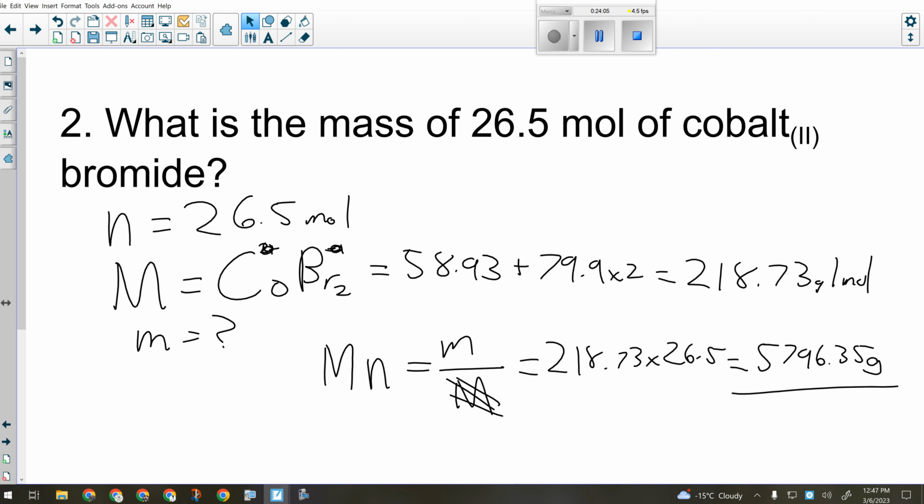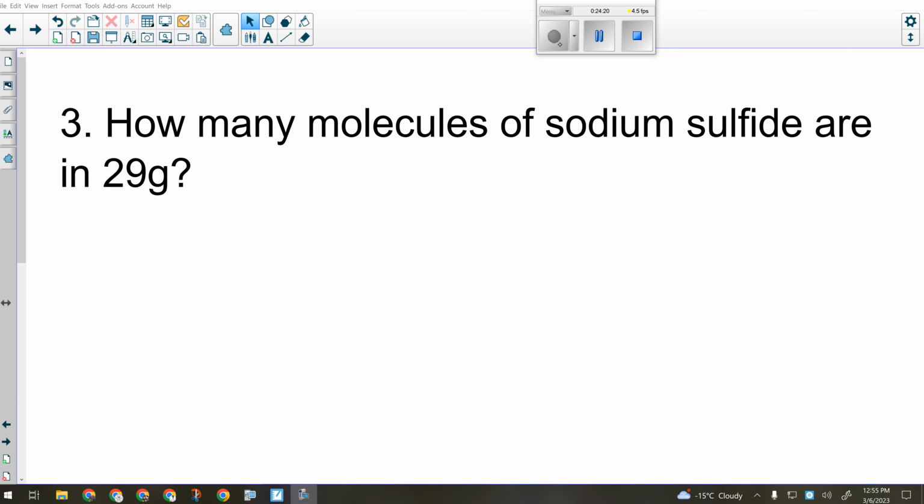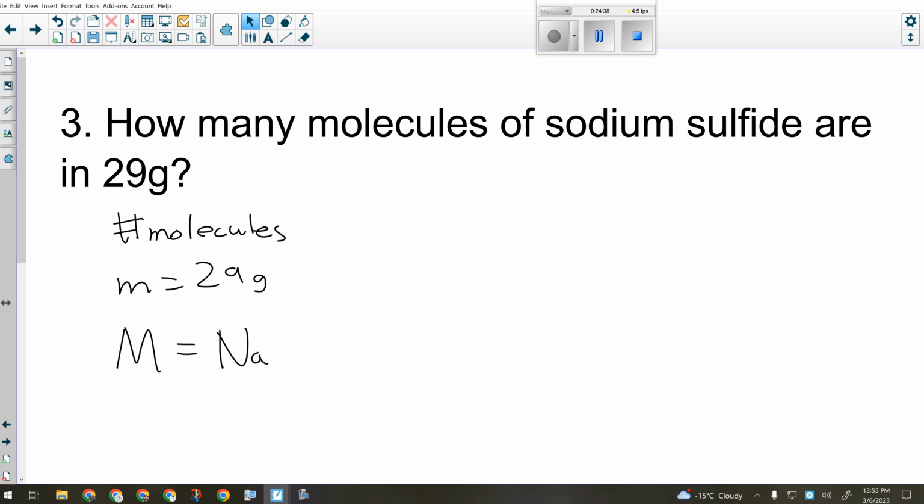Grams. Okay. Those working pretty much the same as the first four we went over? Okay, keep going on three and four. All right, so for number three, we're looking for the number of molecules in 29 grams of sodium sulfide. Okay, so sodium sulfide is an ionic compound. Sodium is a plus one. Sulfur is a minus two. So we're looking at Na2S, which will be 22.99 times two, because there's two sodiums, plus 32.07 for the one sulfur that we have there.